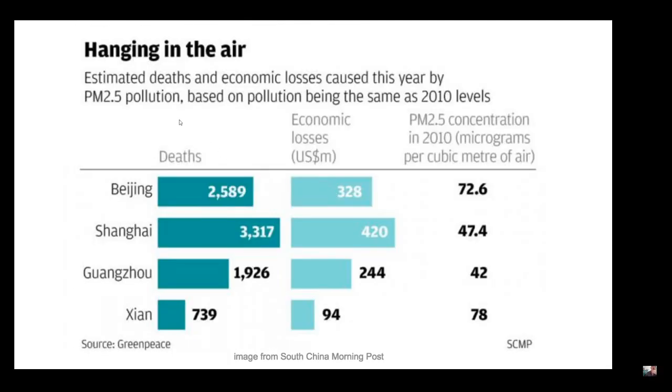And just in more terms, right? You don't have to know the specifics on these. I won't ever require them, but these are just estimated deaths and economic losses caused this year by PM 2.5, based on pollution being the same as 2010 levels. So this is from 2010, and they're higher than that now, right? But these are the amount of deaths associated with it. This is just in China. Crazy, right? And how much money could be saved.